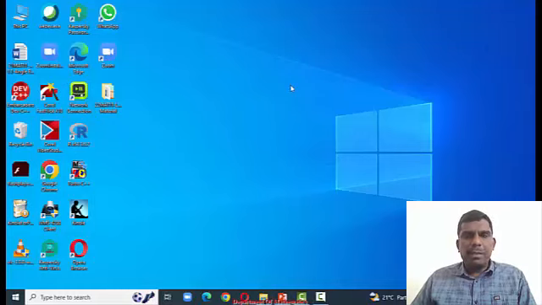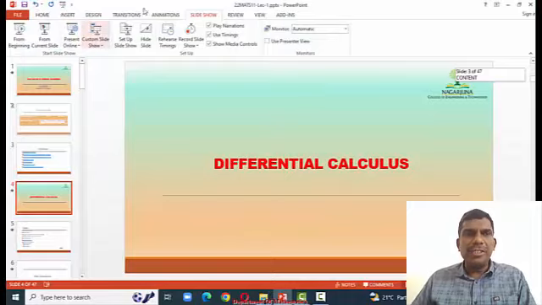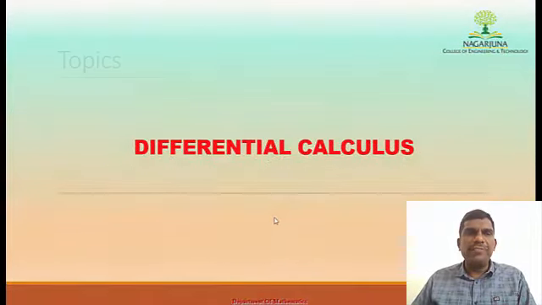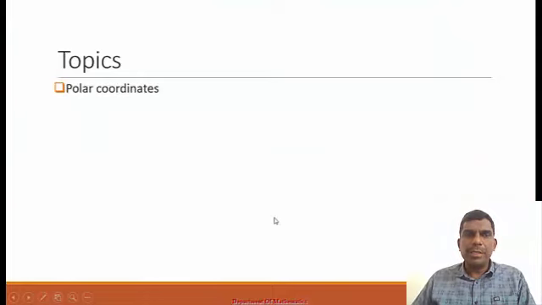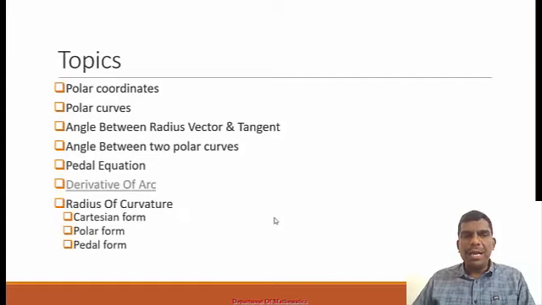Hi, today we are going to learn some of the topics of differential calculus. In differential calculus, we have a lot of different topics. It may be polar coordinates, polar curves, angle between the radius vector and a tangent, angle between two polar curves, pedal equation, derivative of arc, and the radius of curvature.